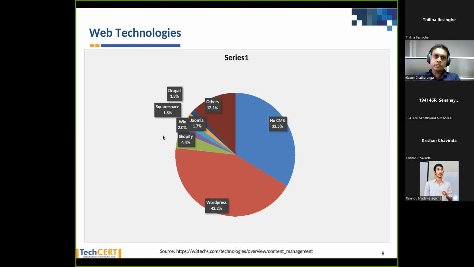You can even use a static HTML page, but you can see that the market share of websites is dominated by WordPress. Then there are Drupal, Squarespace, Wix, Shopify, and Joomla. These are actually small numbers. WordPress is the most used content management system for website development.